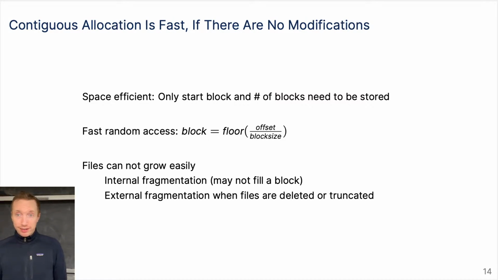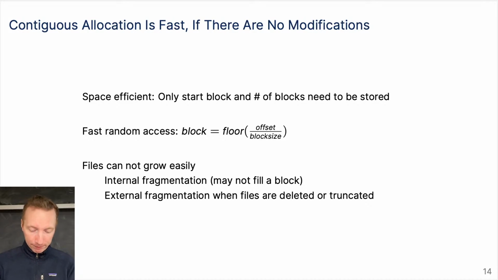So the nice thing is that it's space efficient, so you only record the starting block and how many blocks there are. You get fast random accesses because everything is sequential, and given the byte and the size of the block, you know exactly what block you should be accessing.